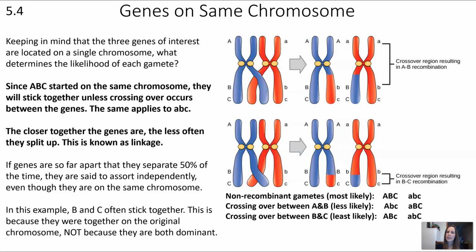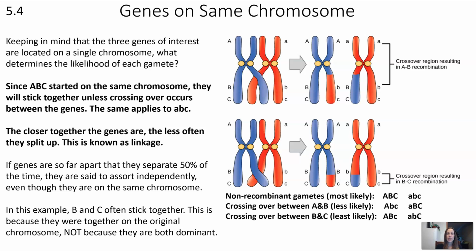So the most likely gametes produced would be both big A, big B, big C, as well as little a, little b, little c. And those are the non-recombinant type. Please note that these stick together not because they are all dominant or because they're all recessive, but because they were together on the original chromosome.